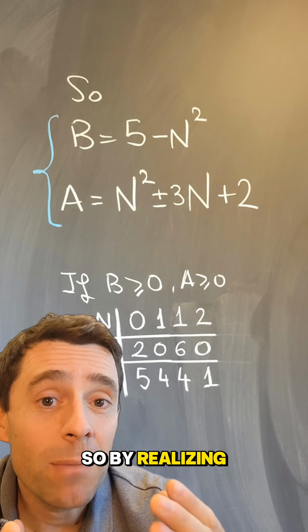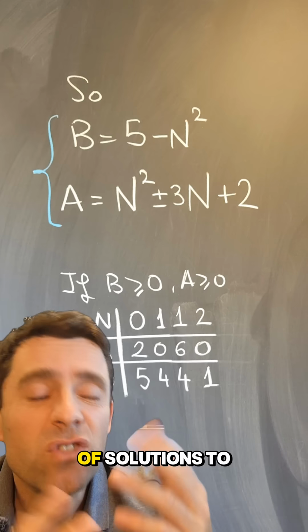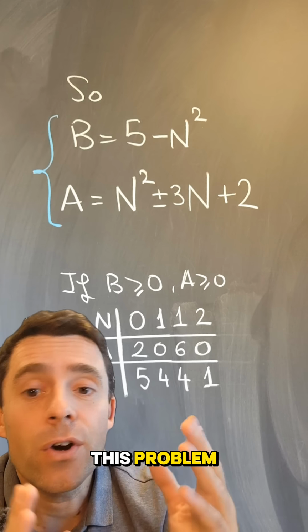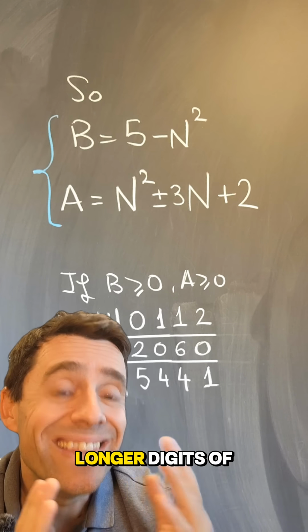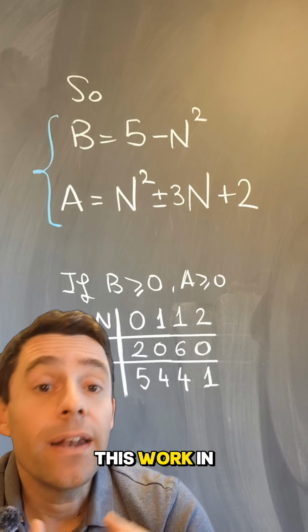So by realizing my mistake, I have found an infinite family of solutions to this problem. A and b are no longer digits of a number, but they are numbers that make this work in an infinite family.